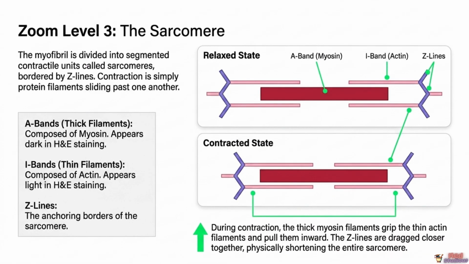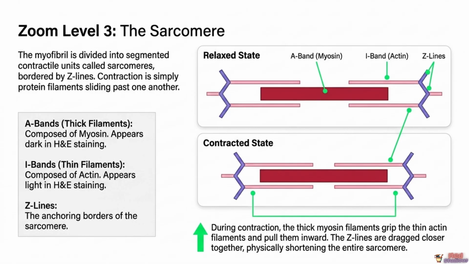Zooming into the ultimate micro level, we find the sarcomere. The long myofibril chain is divided into these tiny segmented contractile units. A sarcomere is physically bordered on each side by zigzagging protein boundaries called Z-lines. Between these Z-lines, we find the overlapping protein filaments. The dark bands, known as A bands, are composed of thick myosin proteins. The lighter bands, known as I bands, are composed of thin actin proteins. Muscular contraction is essentially just these two protein filaments sliding past one another.